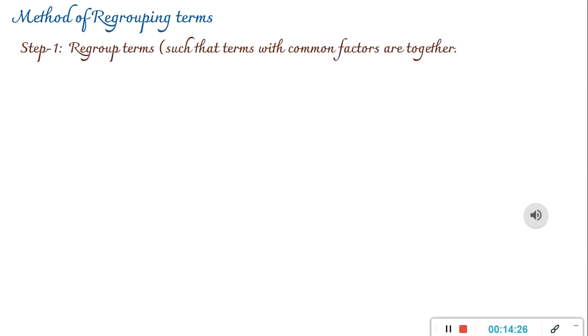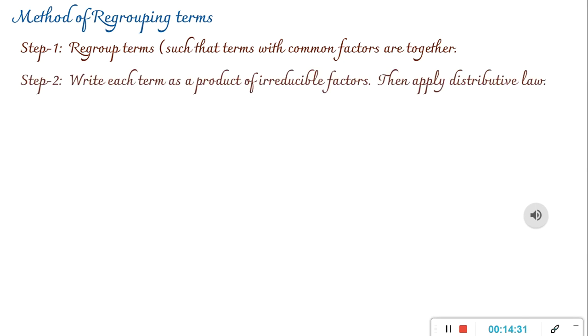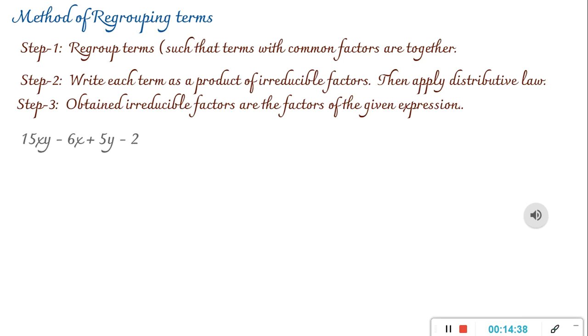Now, let us try to do type 2, that is method of regrouping terms. So what do you mean by regrouping terms? Basically we have multiple terms in an expression and we group the terms based on common factors. Whichever terms have more in common, we group them together. Let us take one example. Here we have 15xy minus 6x plus 5y minus 2. So there are a total of 4 terms in this expression, right?